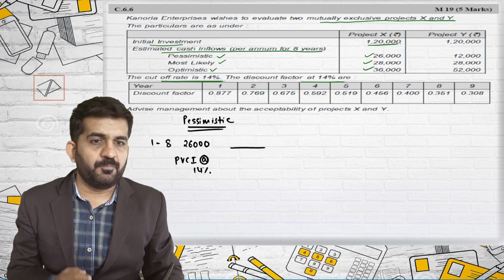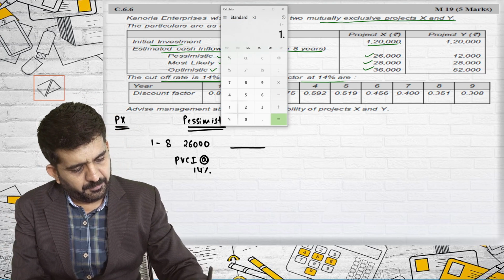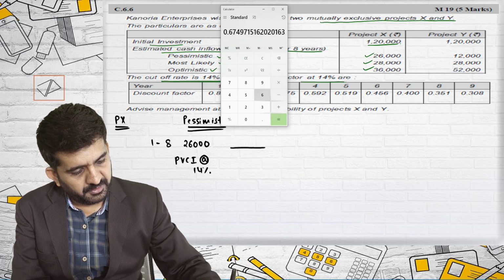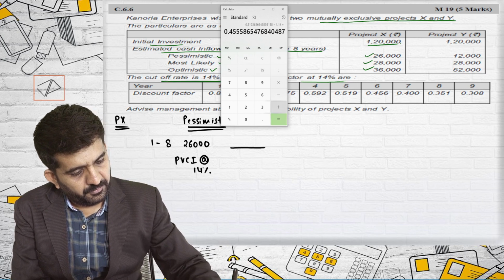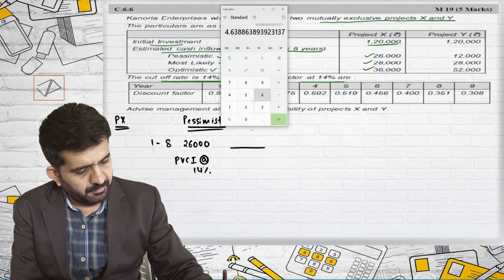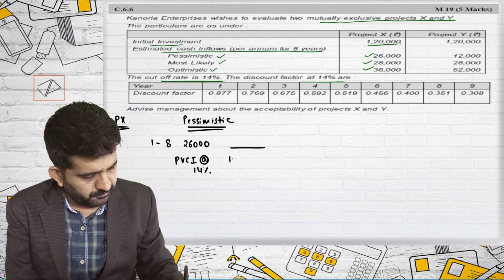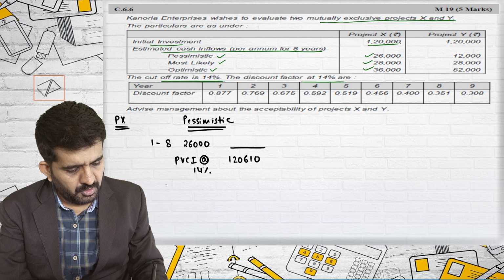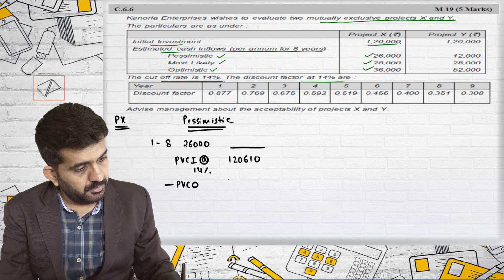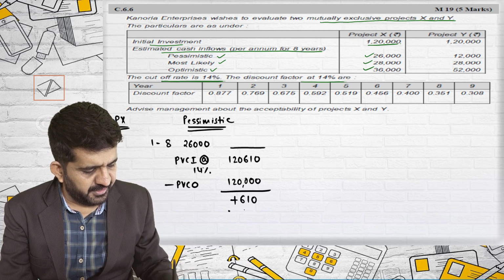1 divided by 1.14 is equal to 8 times GT multiplied by 26,000. 1 divided by 1.14 is equal to m plus 1, 2, 3, 4, 5, 6, 7, 8. MRC multiplied by 26,000, which is 120,610, minus present value of cash outflow 1,20,000, plus 610.